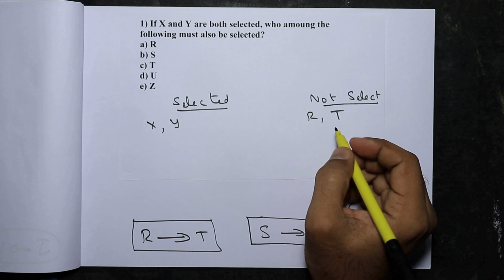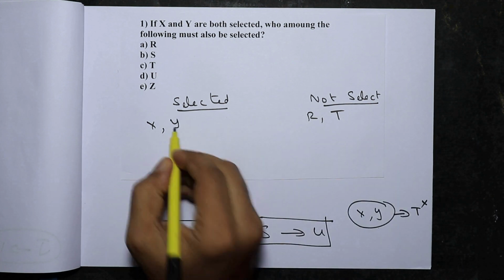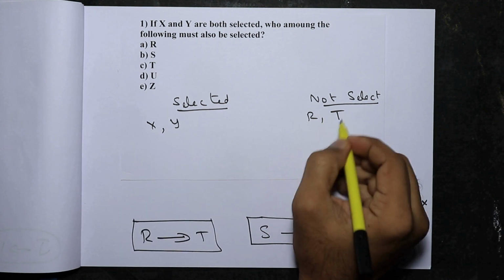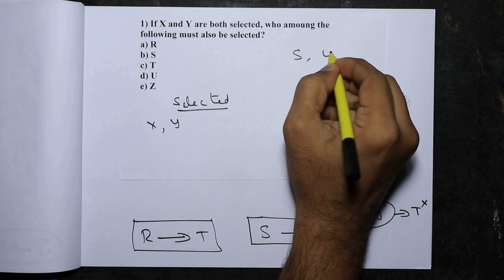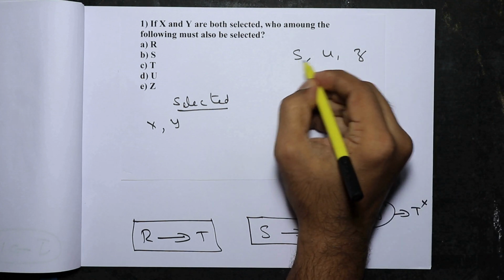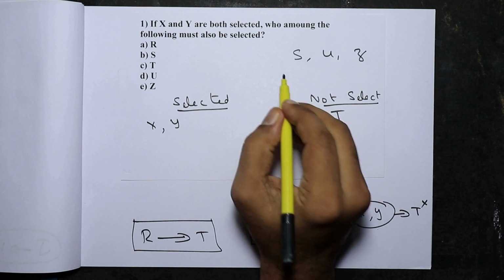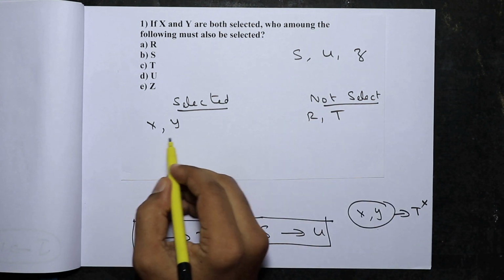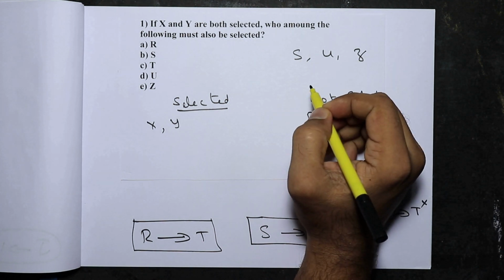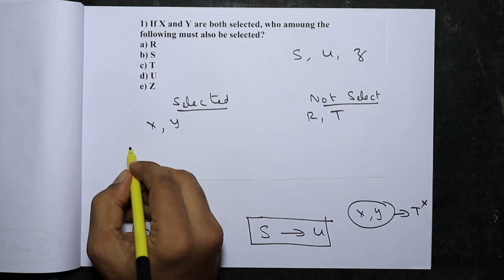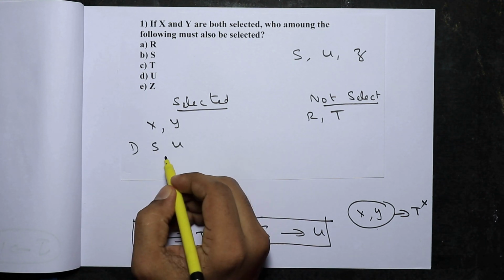Now altogether 7 people are there. 4 of them are already accounted for here. X and Y have been selected, R and T are not selected. So the remaining people are S, U and Z. Now out of these remaining 3 people, exactly 2 of them are to be selected because out of the 7 people, exactly 4 of them are to be selected. So one possible outcome is S and U are selected. So we are satisfying all the conditions.